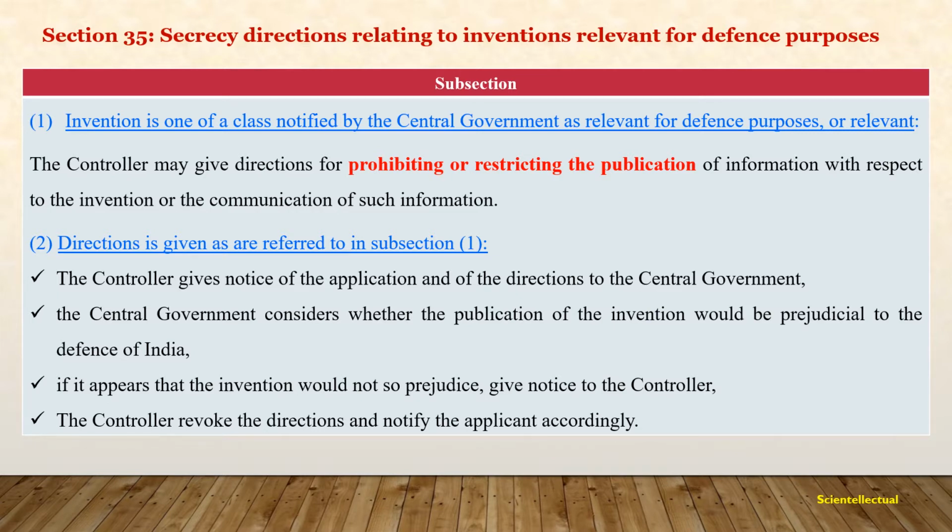The next step is the central government considers whether the publication of the invention is prejudicial to the defense of India. Next, if they find that the invention is not prejudicial, they give notice to the controller. And then the controller revokes the direction and notifies the applicant accordingly. In that case, there is no restriction or prohibition to the publication of such application.